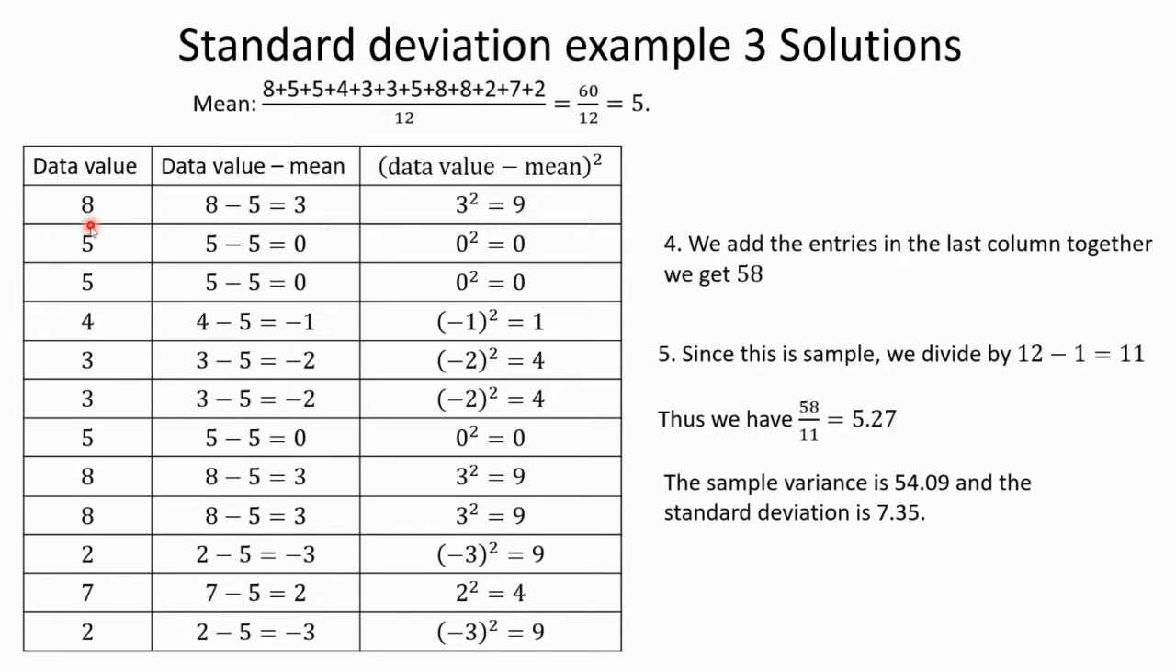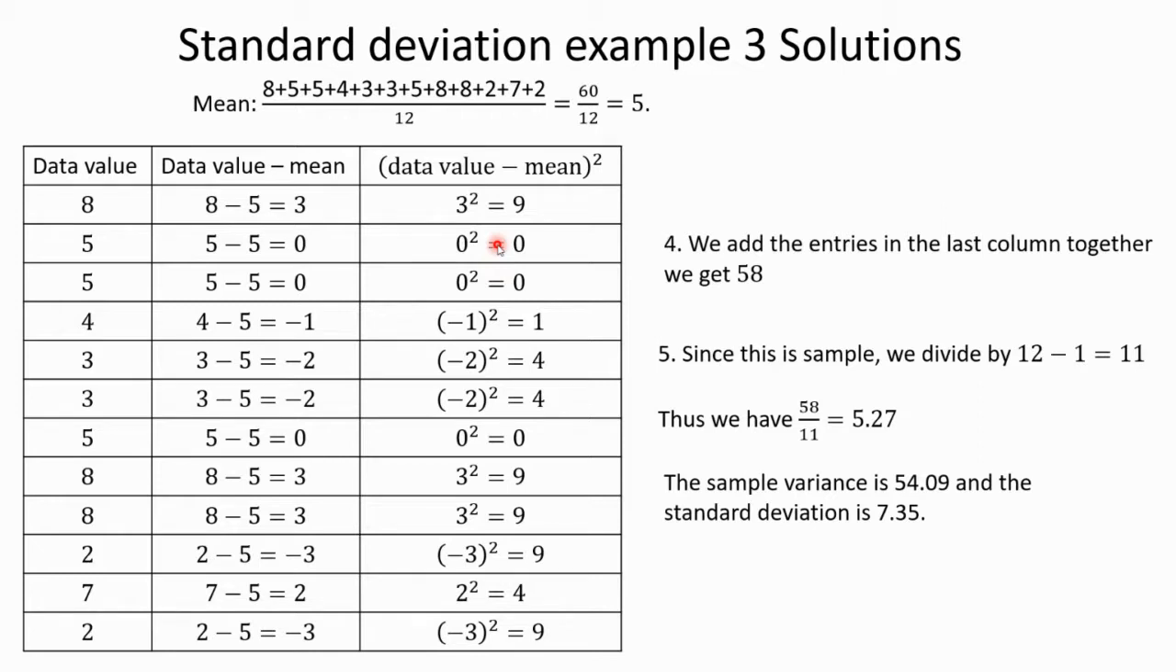Anyway, what we do next, at least what I did, was we list the data values. Then what do we do next? We subtract the mean. If you did it the other way around, for instance 5 minus 8 here, that's okay because we're squaring anyway. So this is what we get. We subtract the mean. Then we square. Square, square, square, square.